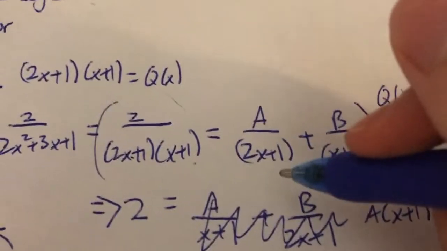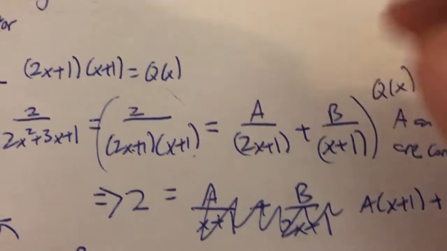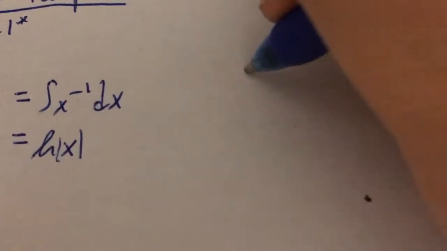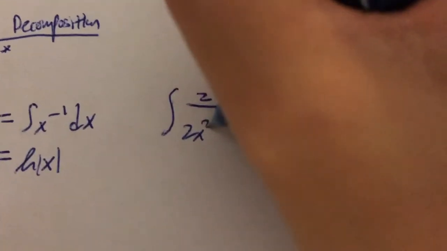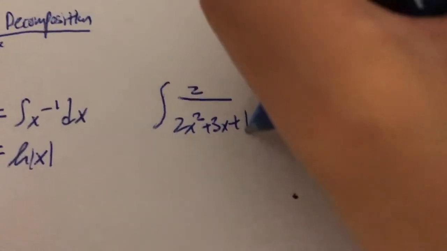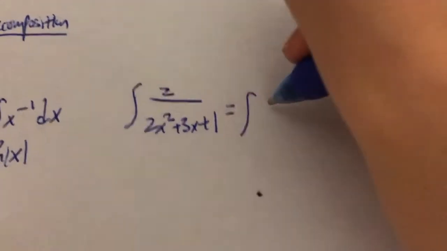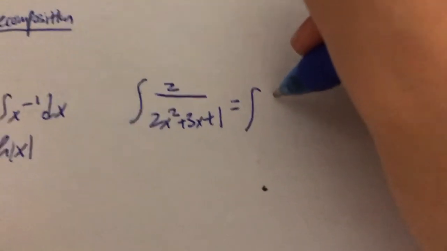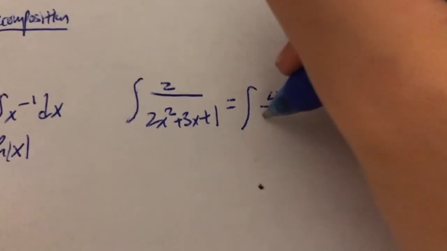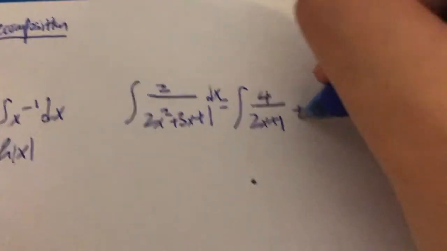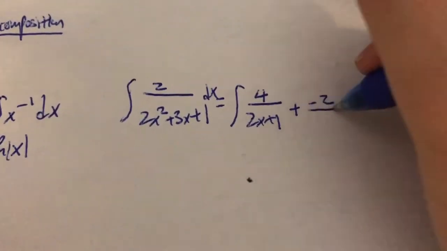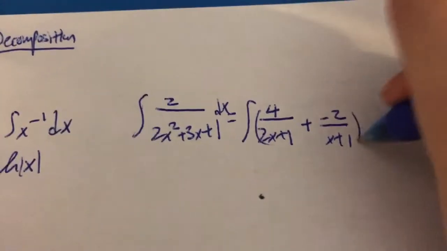Now we can just go back to this equation, just plug everything right back in. So I'm going to go up a page to over here. So basically we can say the integral of 2 over 2x squared plus 3x plus 1 is equal to the integral of our a, which is 4 over 2x plus 1, plus negative 2 over x plus 1. And then we just do dx.